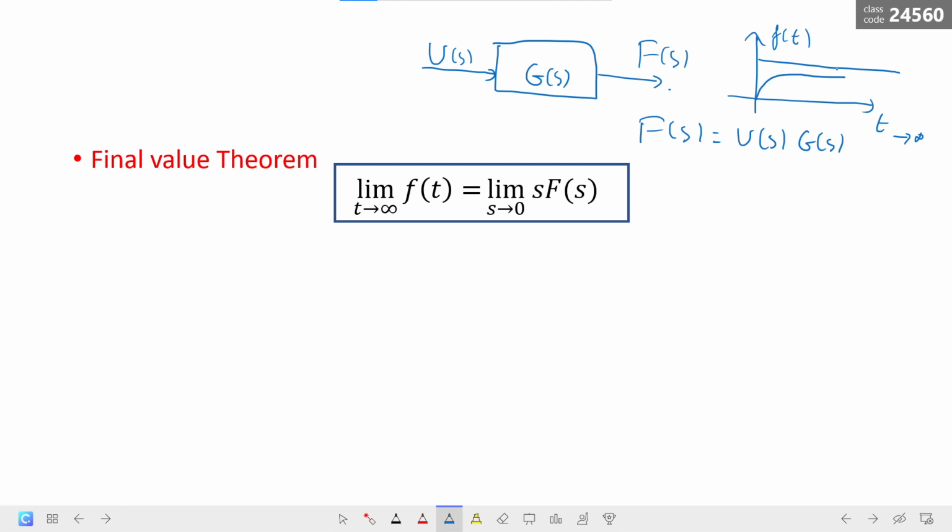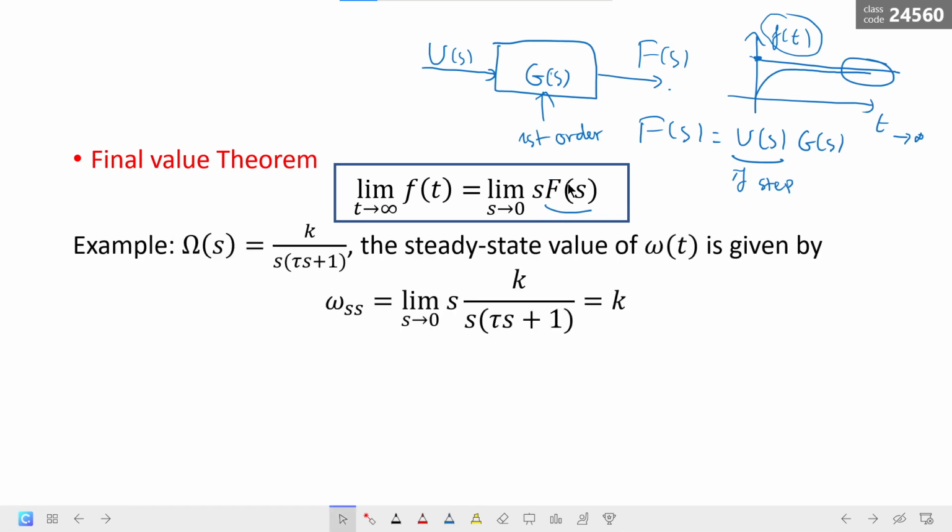For example, for a first order system, let's say this one is first order. Then the step response, and if u is a step, then the output of the system is like this. So the final value is here. Okay? And you can find it if you just know the Laplace transform of f. If you know the Laplace transform of f of t, then you can find the final value. Okay? You don't need to solve for the solution in the time domain.